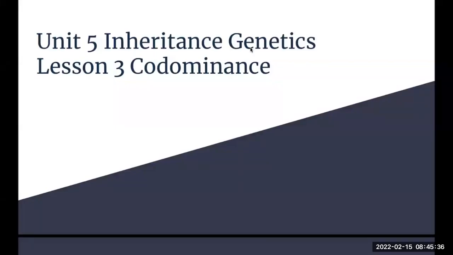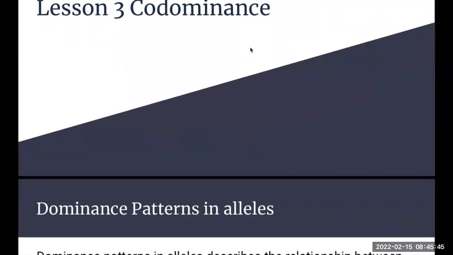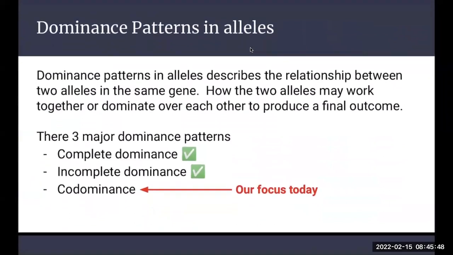Alright, so today's lesson is lesson number 3 in genetic inheritance. And this time we're going to look at the third type of dominance pattern, which is called codominance.